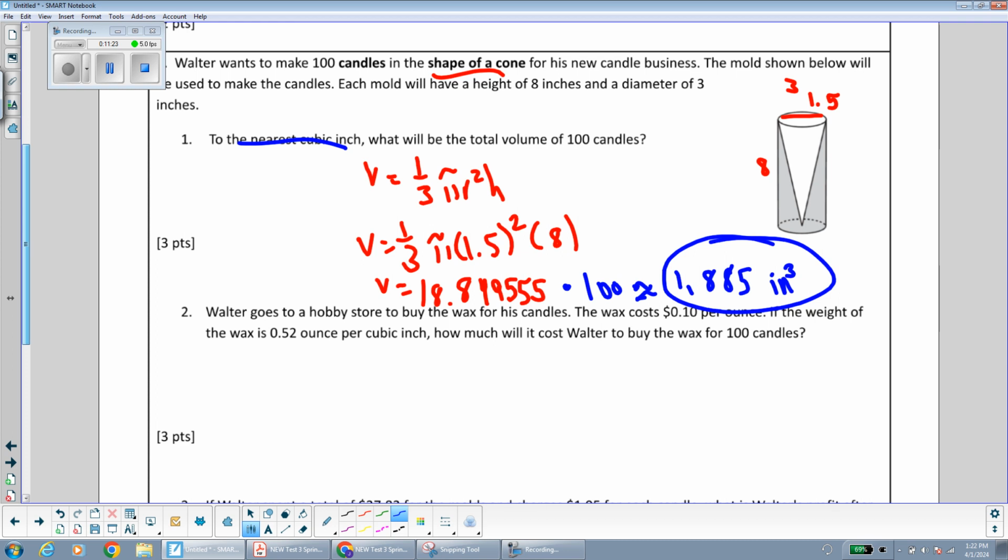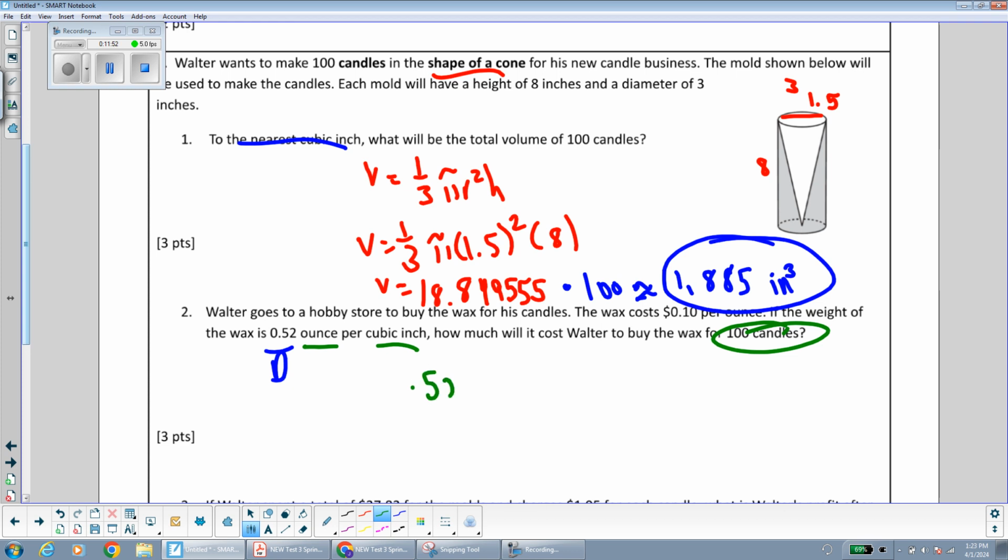For the next one, it says that Walter is buying wax. The wax is 10 cents per ounce. The weight of the wax is 0.52 ounces per cubic inch. So this is the density. Because there are two units, there is the mass unit and there is the volume unit. So we are given the density, and we want for 100 candles the cost of the wax.